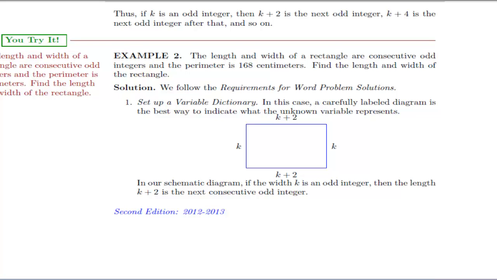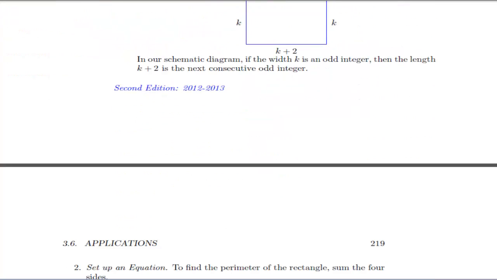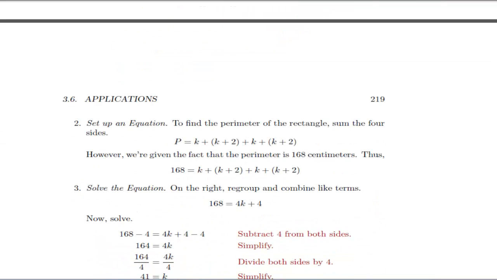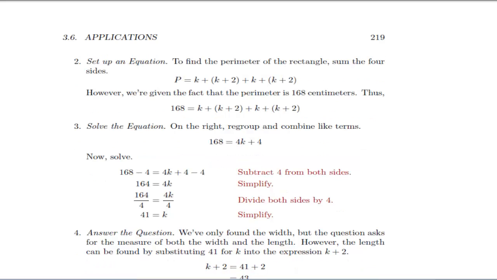In this case, a carefully labeled diagram is the best way to indicate what the unknown variable represents. In our schematic diagram, if the width k is an odd integer, then the length k plus 2 is the next consecutive odd integer. The rectangle has sides k, k, k plus 2, and k plus 2. So, setting up an equation to find the perimeter of the rectangle, the sum of the four sides, the perimeter P equals k plus the sum of k and 2 plus k plus the sum of k and 2.